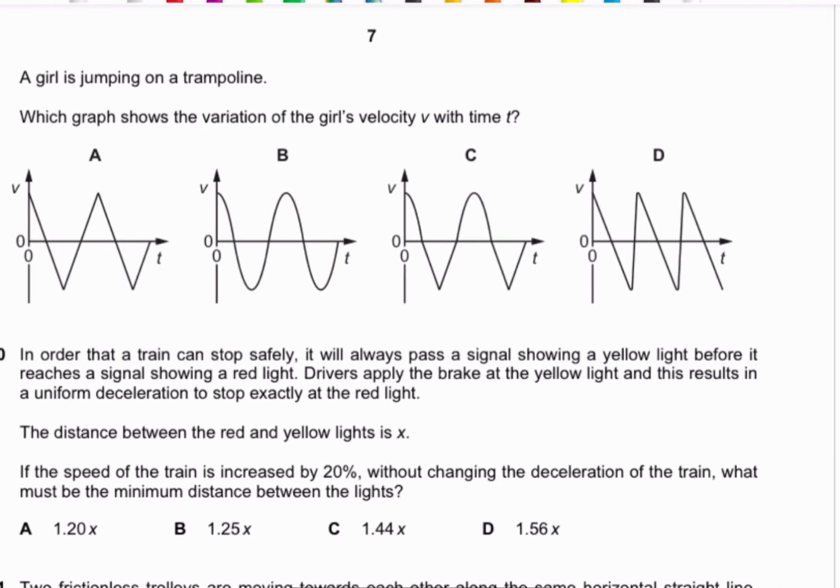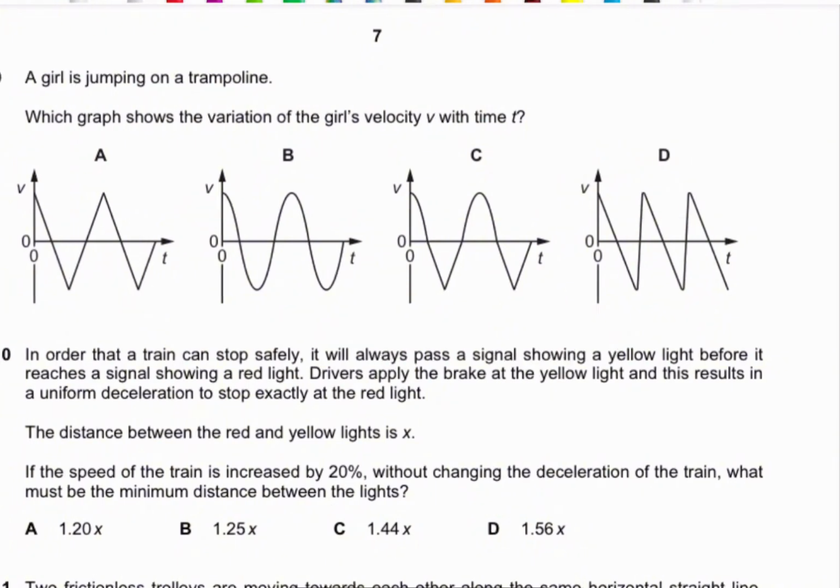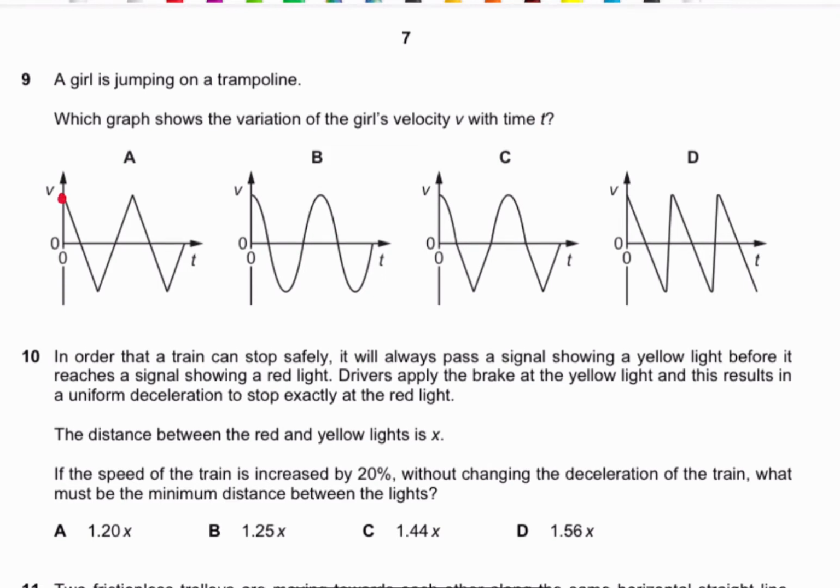Question 9. A girl is jumping on a trampoline. Which graph shows the variation of the girl's velocity with time t? So let's assume the girl starts at a very high velocity, which is very true here. The girl started at a very high velocity.